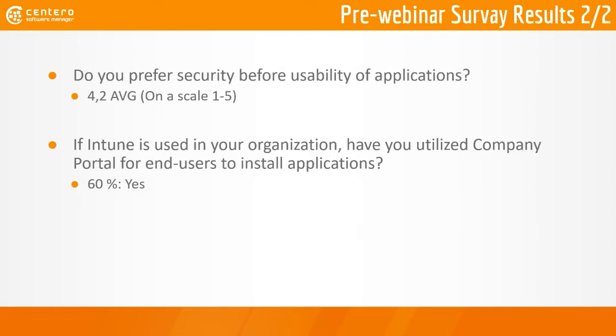And also, it's a really strong preference: security before usability of the applications. So the security is really, really important for our customers and your organizations. So even though there might be some glitches with new application versions, the security is more important. But of course, it's a good question. Do we need to compromise the usability of the application for the security? Because of course, we can also have both at the same time.